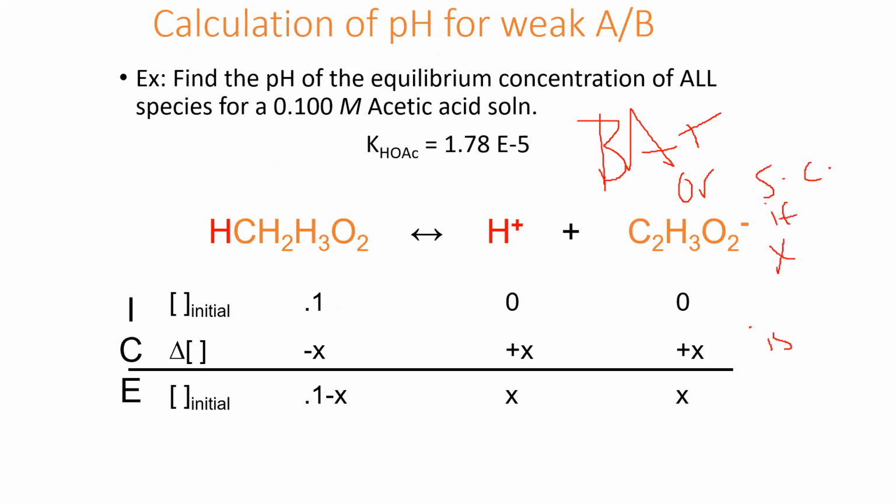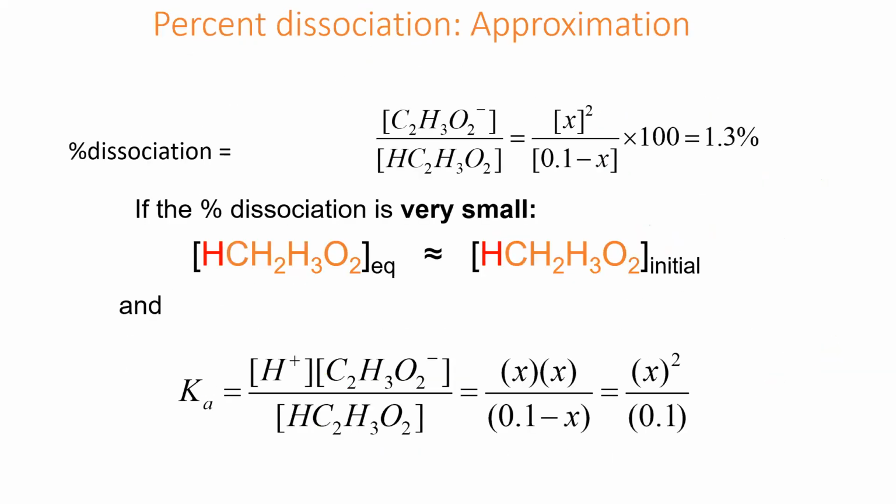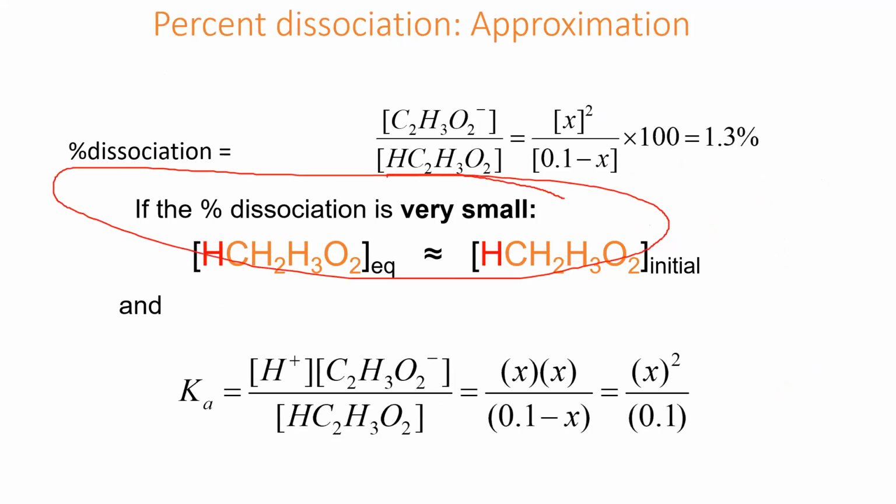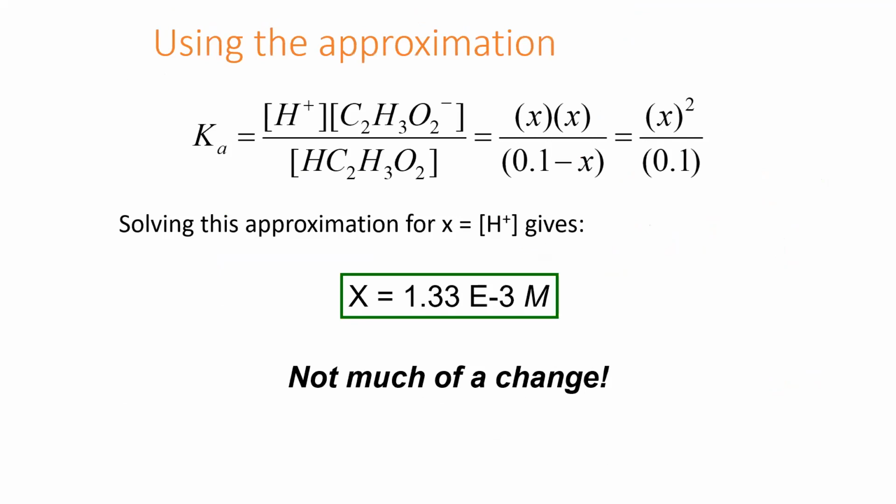If x is small. If the percent dissociation is very small, you can simplify it. So this is our simplified one, and this is only going to work if x is small. So when is x small? That's when you are 3 orders of magnitude separate.